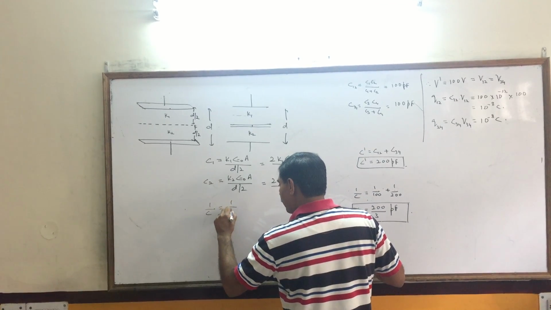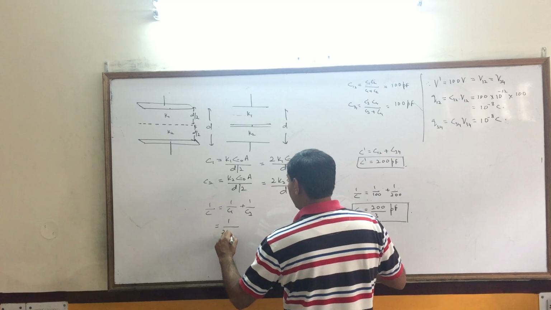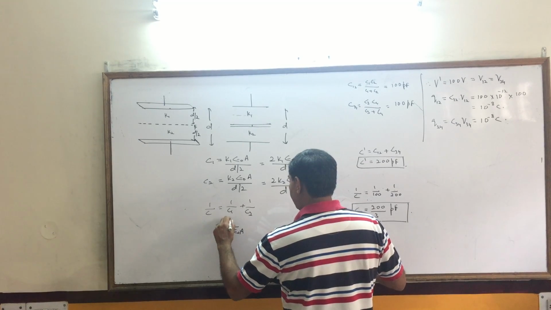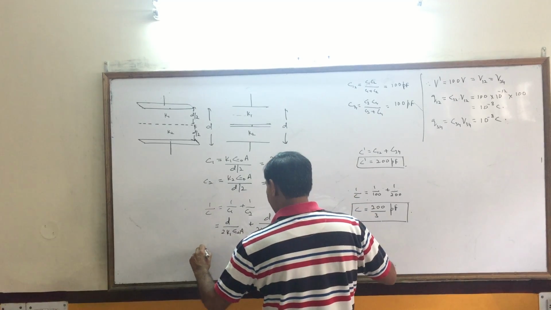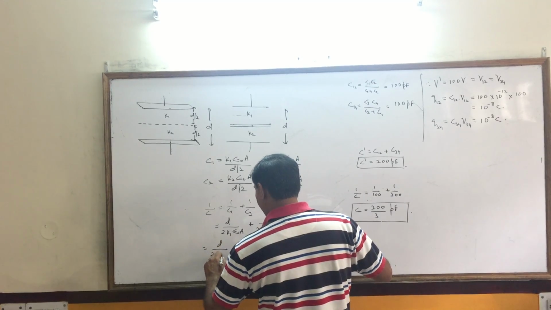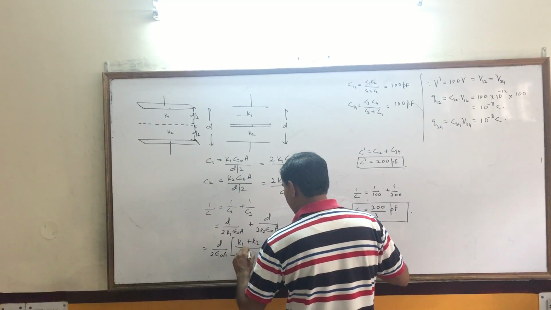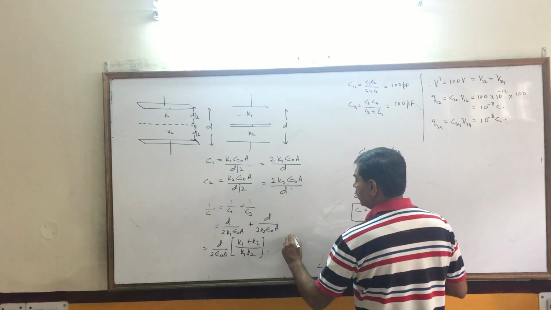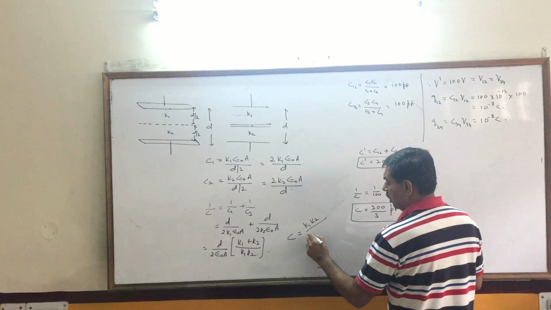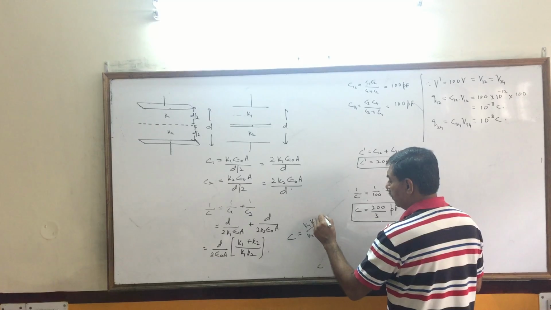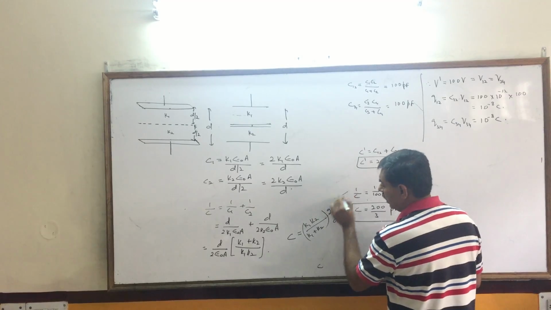1 by C is 1 by C1 plus 1 by C2. D by 2K1 epsilon naught A plus D by 2K2 epsilon naught A. क्या कॉमन आया? D by 2 epsilon naught A. अंदर K1 plus K2 by K1 K2. And the equivalent C becomes K1 K2 by K1 plus K2 into 2 epsilon naught A by D. ये बनी कैपेसिटी वैल्यू.